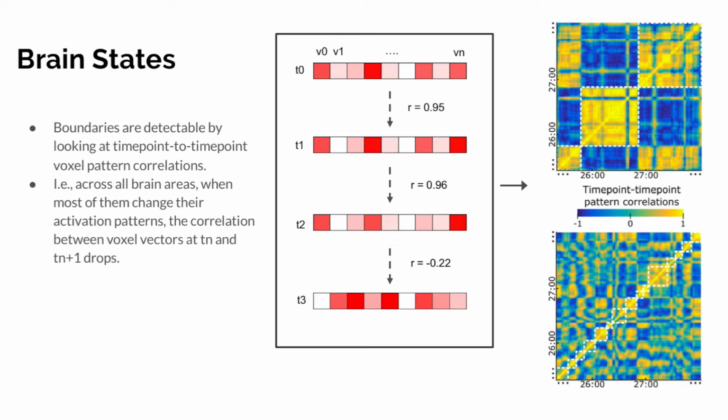If you keep doing that, you can build up what's called a similarity matrix, which is just the correlation of one brain state, that vector of all channels, correlated with the brain state at another time point.